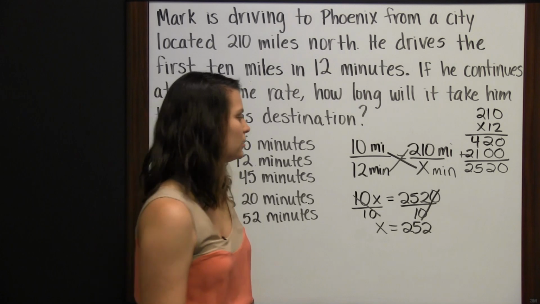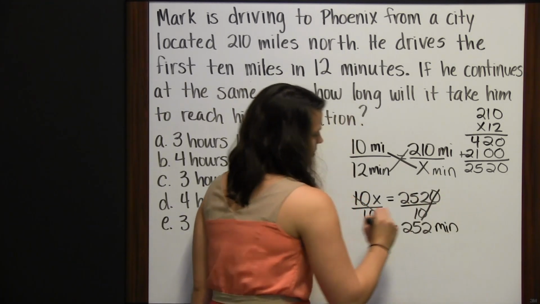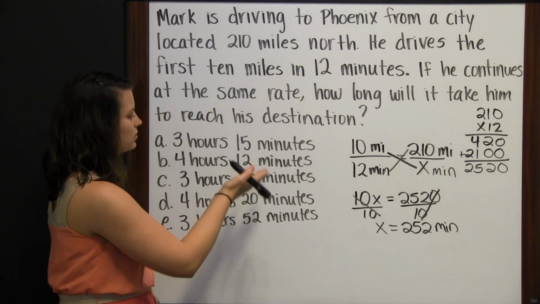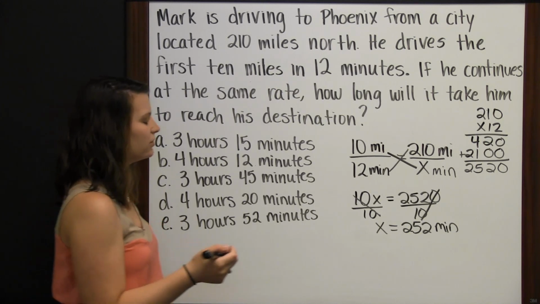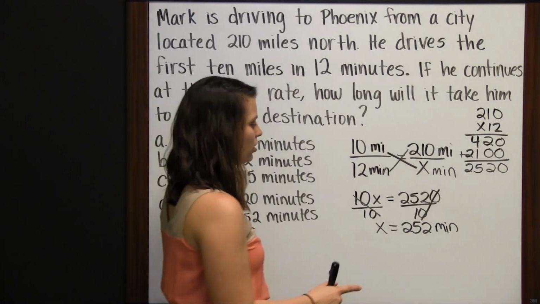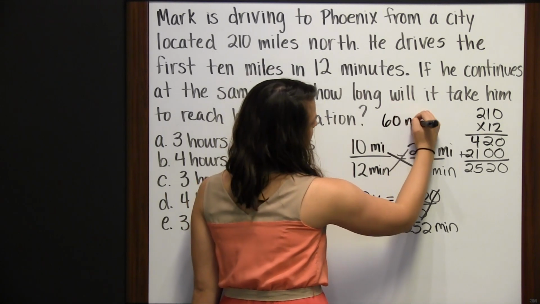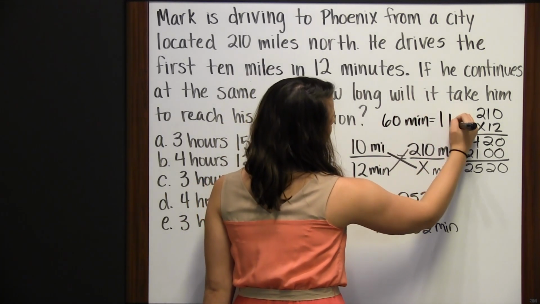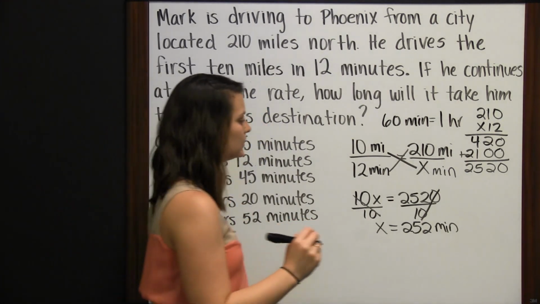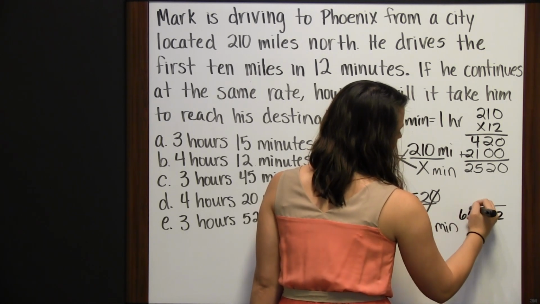252 what? Well, 252 minutes. But as you can see, our answers aren't in minutes. They're in hours and minutes. So we need to figure out just how many hours and then leftover minutes there are in 252 minutes. And since there are 60 minutes in 1 hour, I need to divide 252 by 60. So 252 divided by 60.